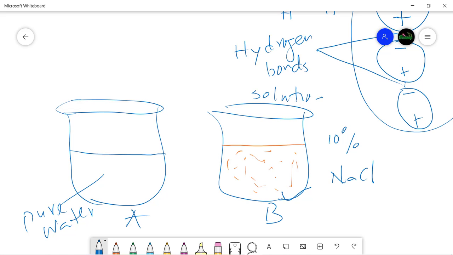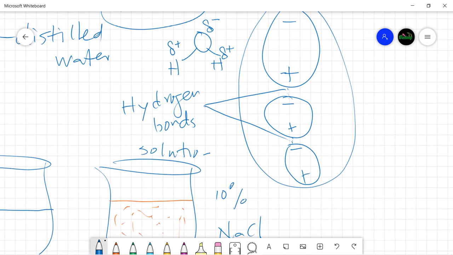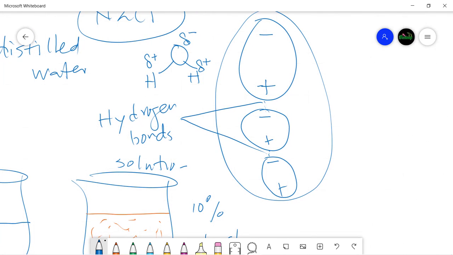Now in beaker B, we have solute added to the solvent, and due to the addition of the solute, its chemical potential has decreased. Why it has decreased, I have told you the reason: when solute is added, the solute molecules, depending upon their size, are surrounded on almost all sides by a certain number of water molecules.